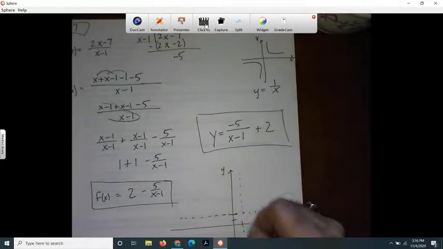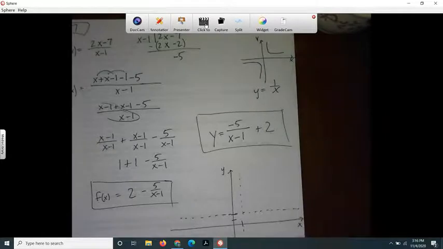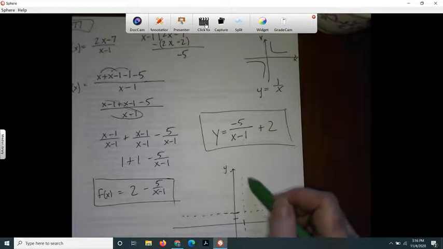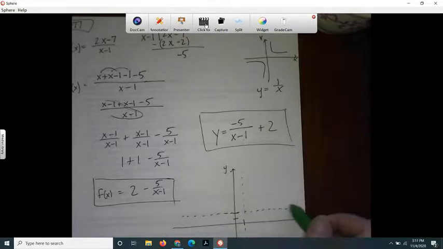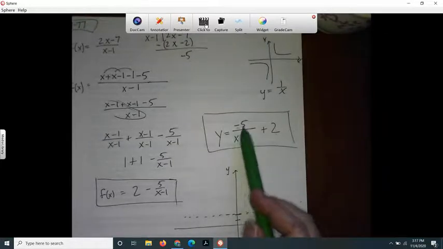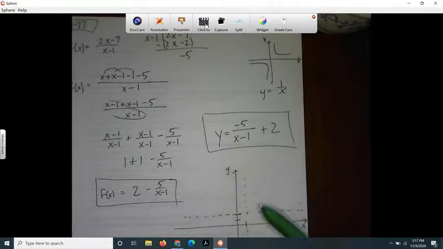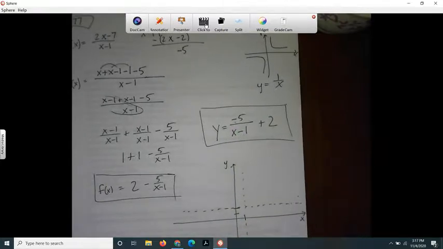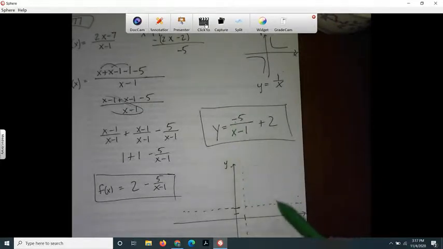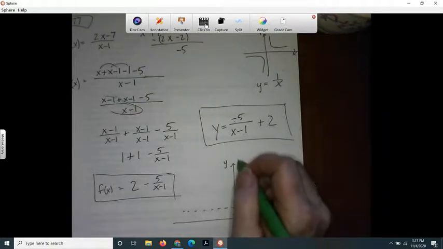Normally for the parent function graph I would quickly sketch a little graph here and here, but this one has a negative up here, and it's also got the 5, which gives it a little vertical stretch. But because it has this negative, it's going to have a reflection. It's actually going to go this way, like this, and like this.